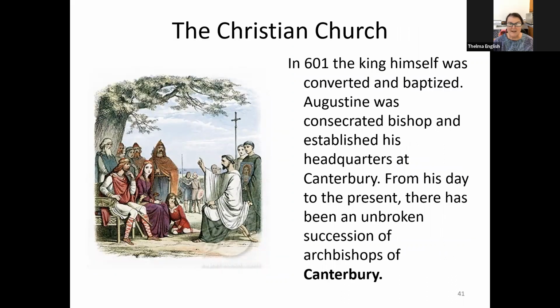In 601, the king himself was converted and baptized. Augustine was consecrated bishop and established his headquarters at Canterbury, where there is a cathedral now. From his day to the present, there has been an unbroken succession of archbishops at Canterbury.